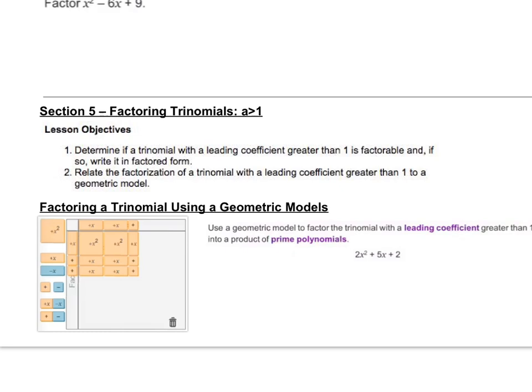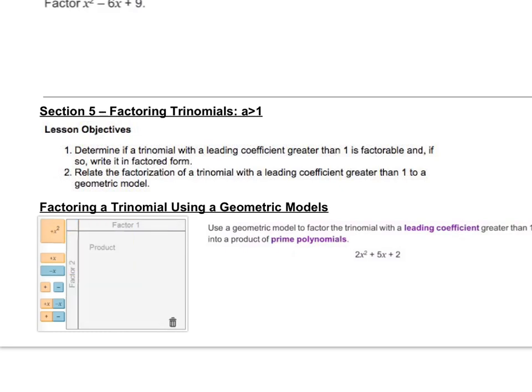So our objectives today: we want to determine if a trinomial with a leading coefficient greater than 1 is factorable, and if so, write it in factored form. Sometimes these aren't factorable. And second, relate the factorization of a trinomial with a leading coefficient greater than 1 to a geometric model. So let's go ahead and talk about that geometric model right now.